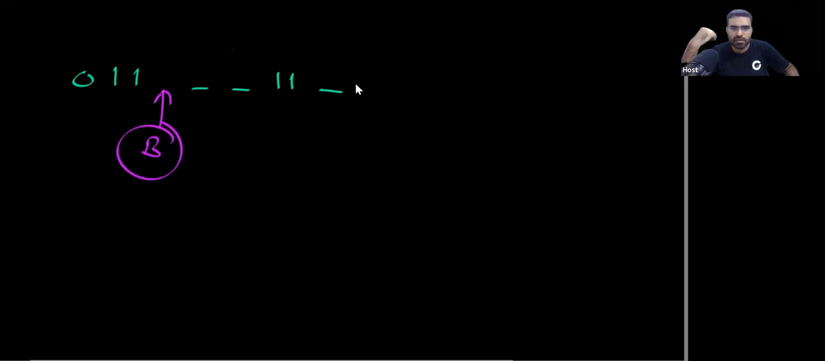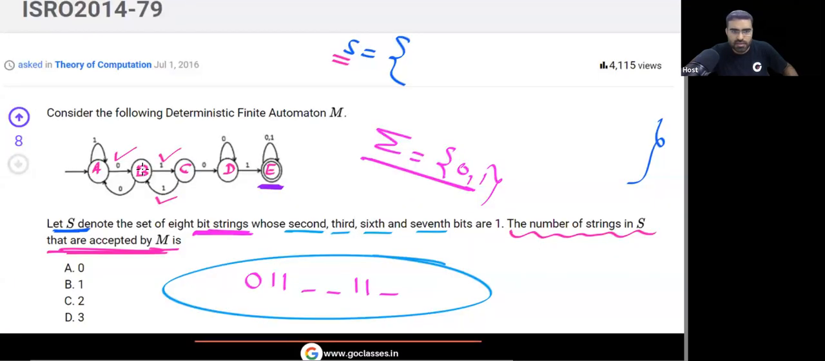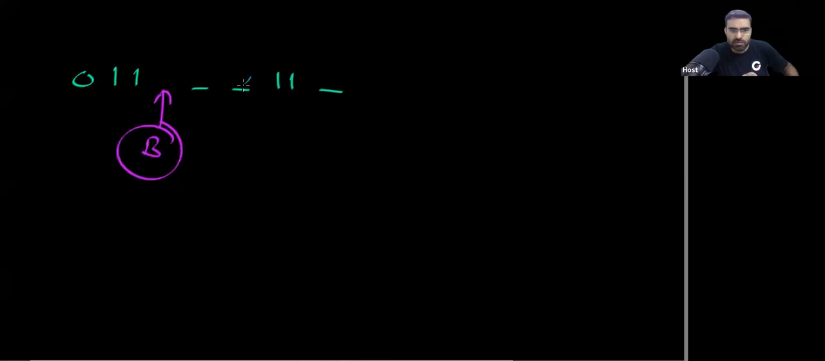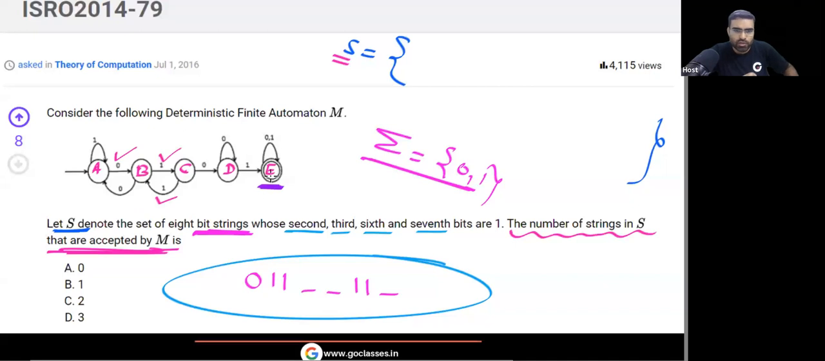Now you tell me, what will happen? In this state B, remember one thing, you can read two symbols, then you need to read 1, 1, and then one last symbol. So first of all, you need 1, 1 continuously. Now you are in the state B, standing here. Now you tell me, which symbol you should read?